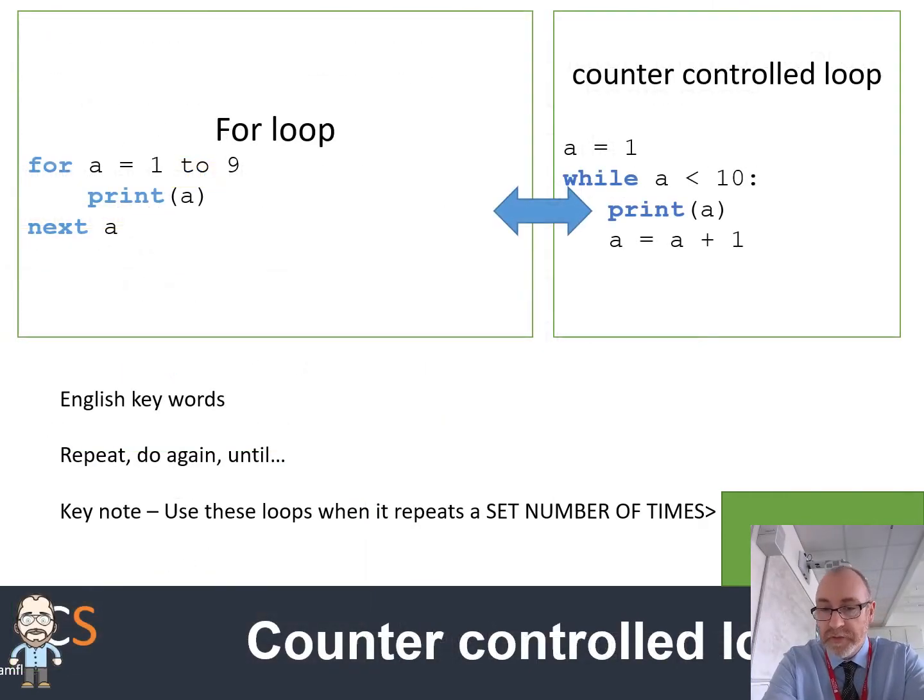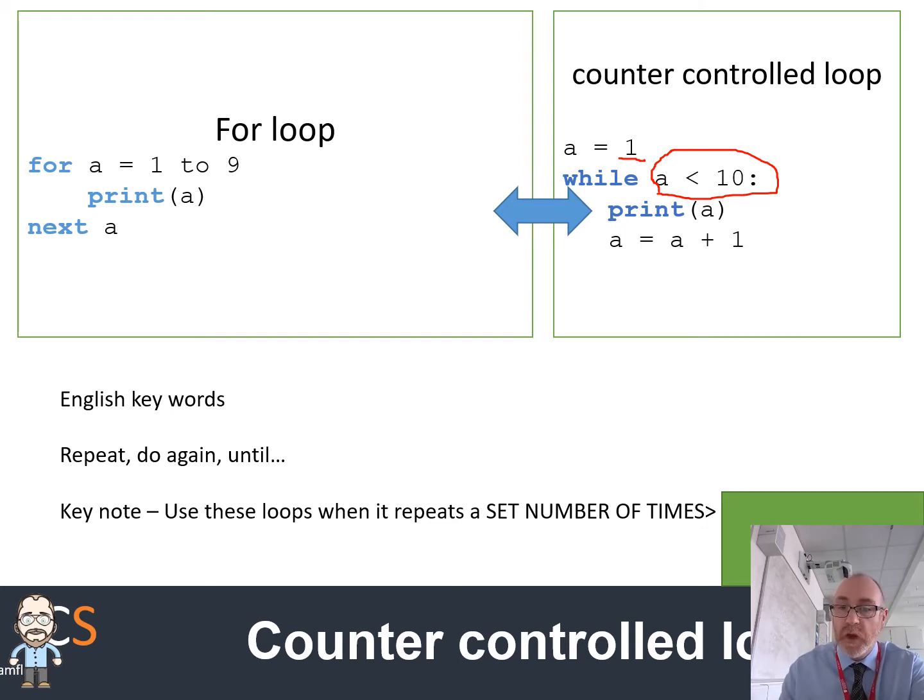One of the key basics you have to be able to do is a counter-controlled loop. When we have a counter-controlled loop, we'll have a starting position. For example, here I'm starting at the number 1. We'll have an end condition, and it will loop until this is no longer true. In this case, while A is less than 10, I loop. If A is equal to 10 or bigger than 10, I stop looping.